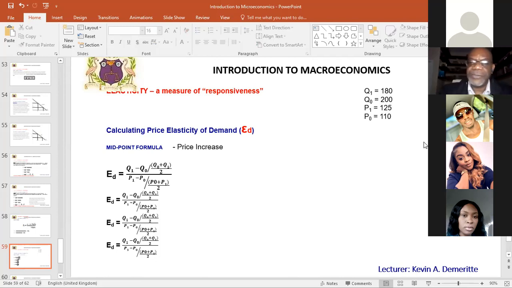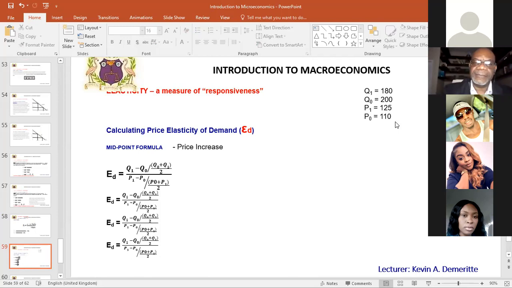Any objections? Now it's time before we move on. This was what we got from our first example where she raised her price from $110 to $125, and her quantity, her sales, fell from 200 to 180 pairs of shoes. Yes? No objections, but the divided by 2 is fixed to that equation, right?